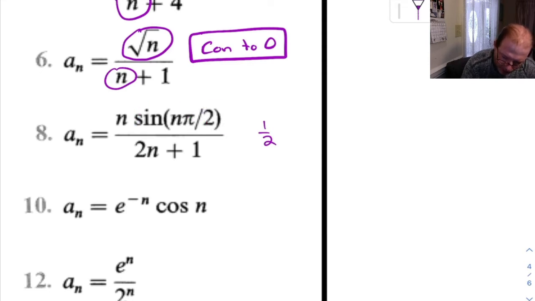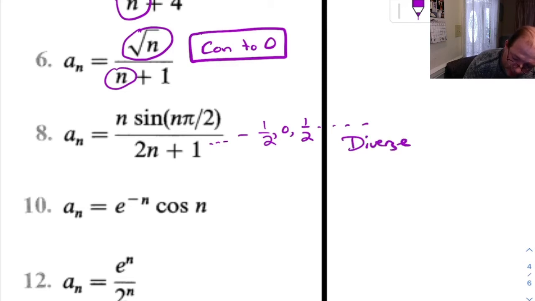this is going to make it alternate, or actually it's going to jump around between 3 things. It's going to make it go between -1, 0, and +1. So if you were to graph this out, that's what your numbers would be doing. So this is going to diverge because it's going to oscillate.